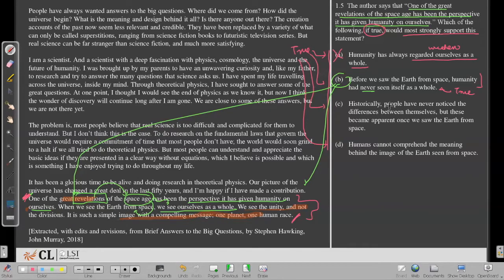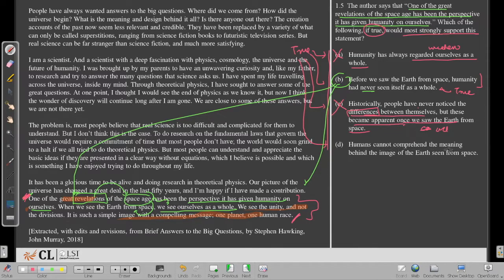C. Historically, people have never noticed the differences between themselves, but these became apparent. Differences became apparent. Actually, this one contradicts what is mentioned in the passage. This kind of contradicts, or weakens, what is given. It doesn't support, right, because we see unity, not the divisions. These divisions became apparent once we saw Earth from space. That contradicts what is given. We don't see divisions now.